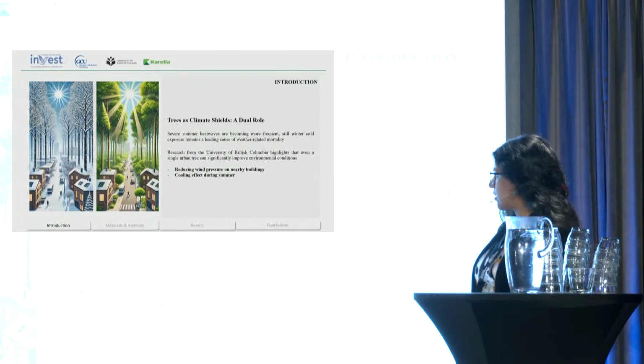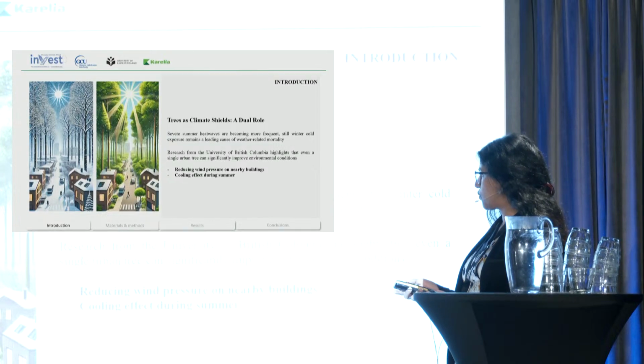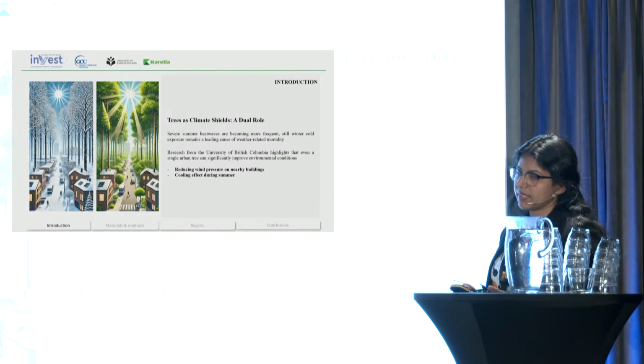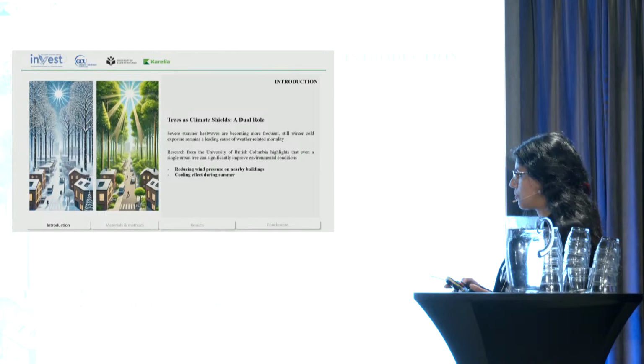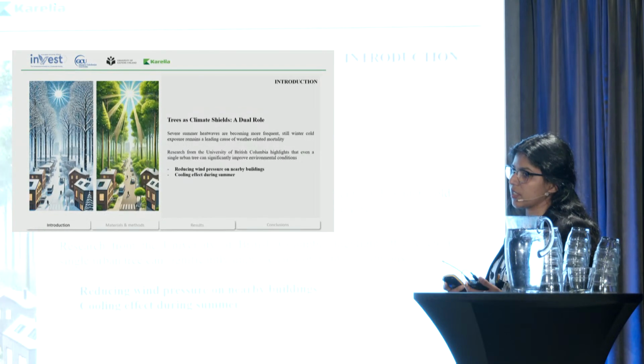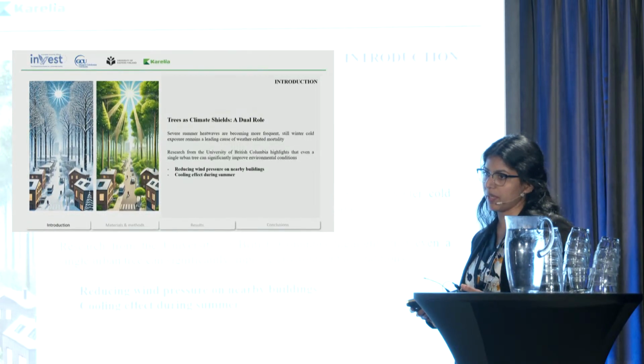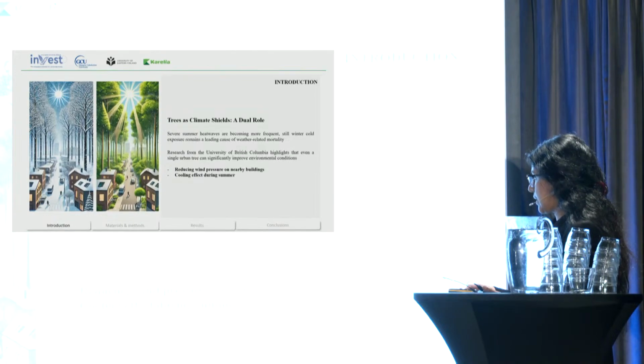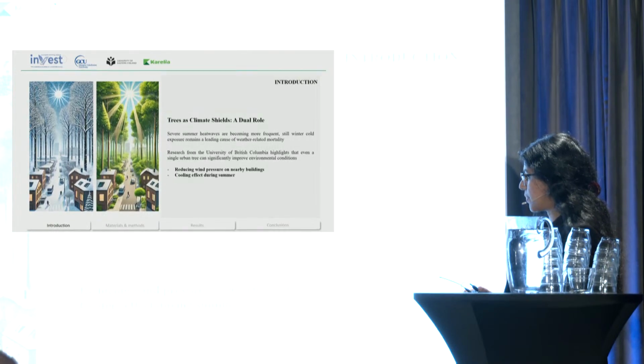Trees as climate shields: dual role. Here I'm trying to address the aspect that there are multiple roles that vegetation can play. Because we are talking about a climate that is prone to both extreme cold and extreme heat waves potentially in the upcoming years, we need to consider all the possibilities and how we could utilize vegetation. Research from the University of British Columbia highlighted that even a single urban tree could significantly improve environmental conditions by reducing wind pressure on nearby buildings and providing cooling effects during summer.